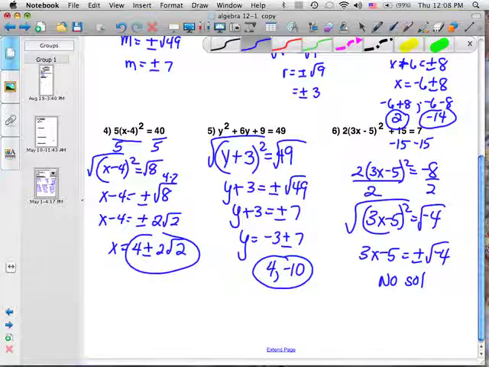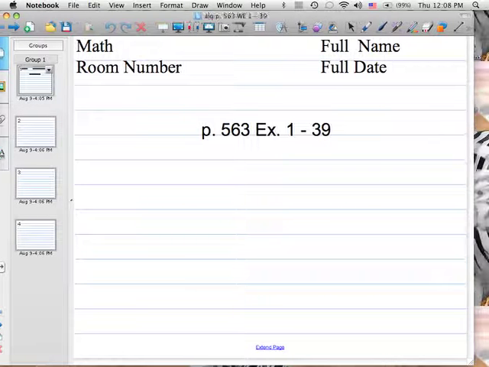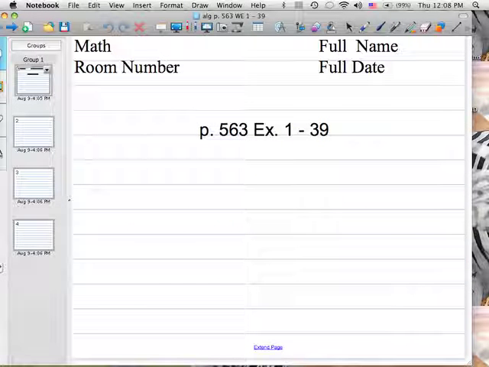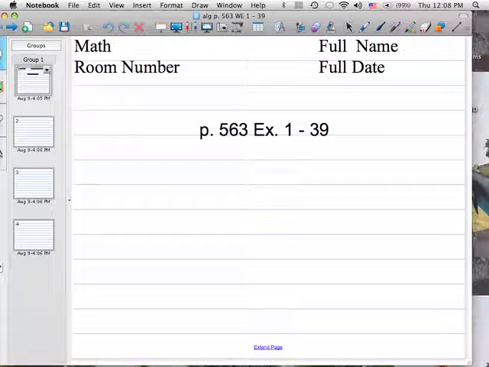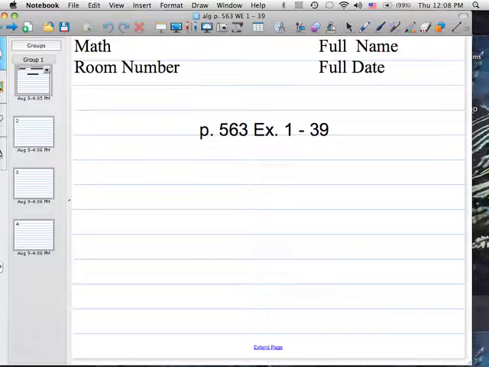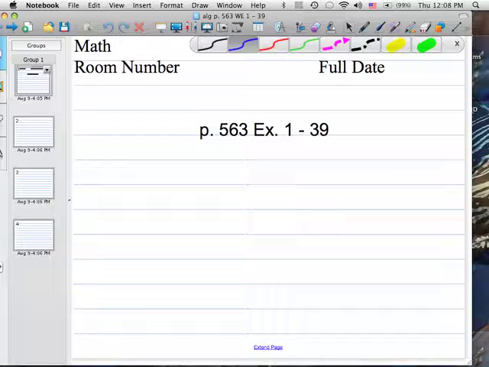That concludes the explanation. You need your book open to 563, and we're doing 1 through 39. It says express irrational solutions in simplest radical form. If the equation has no solution, write no solution. So problem number 2.